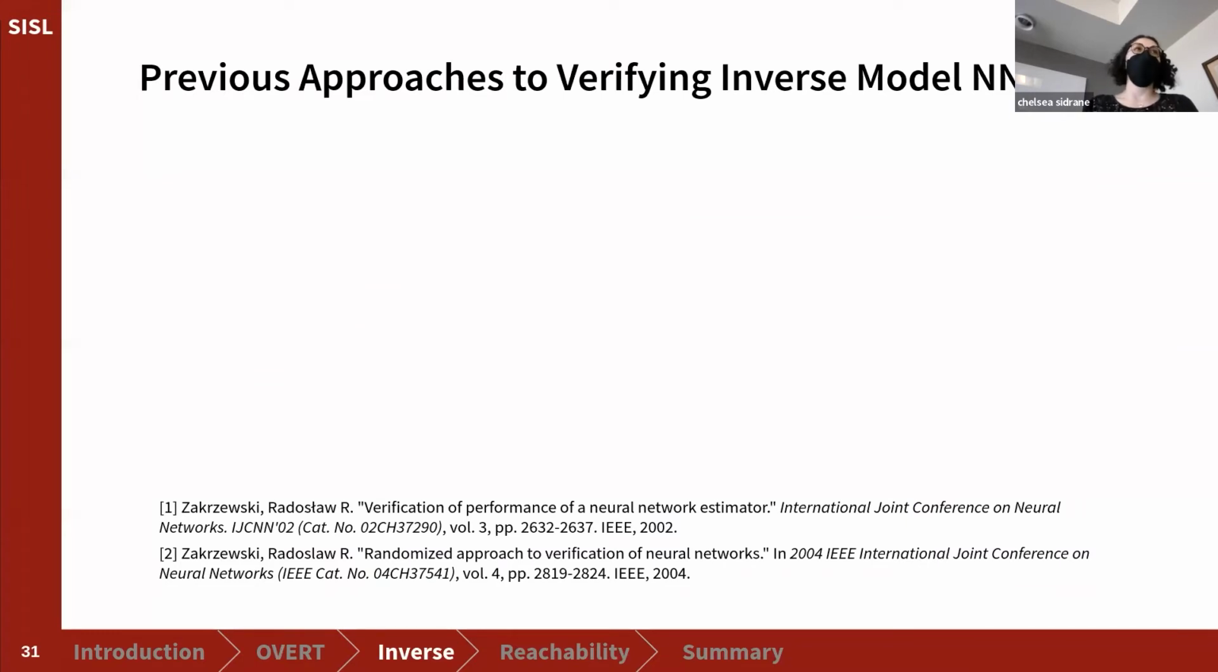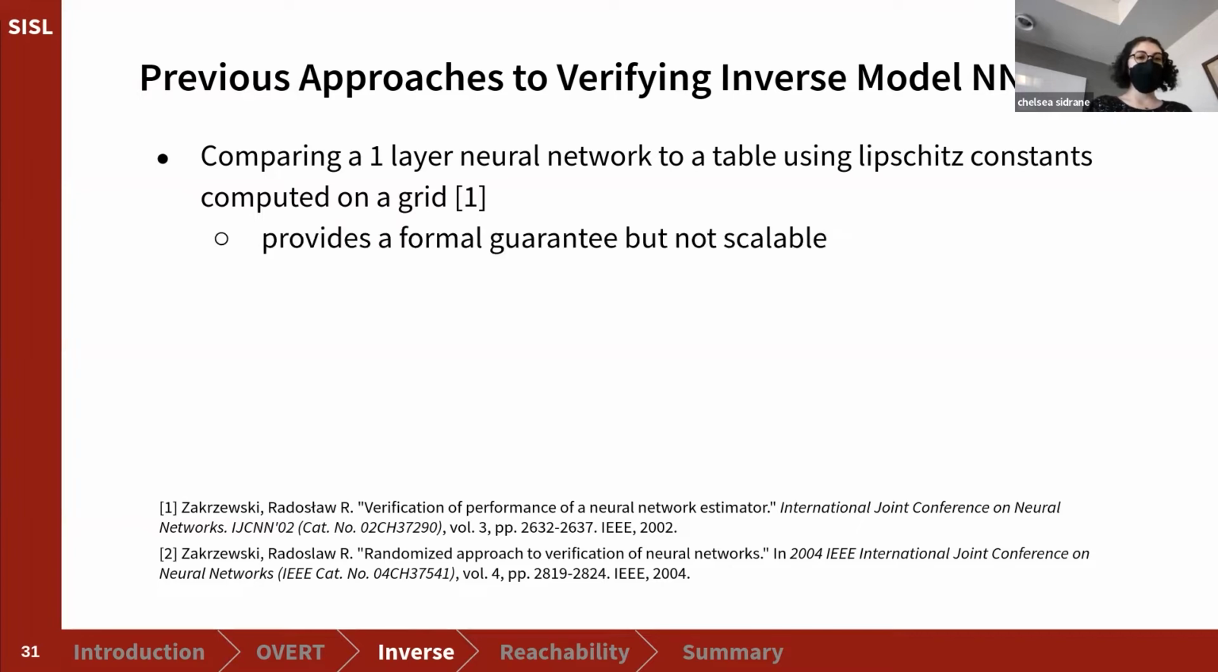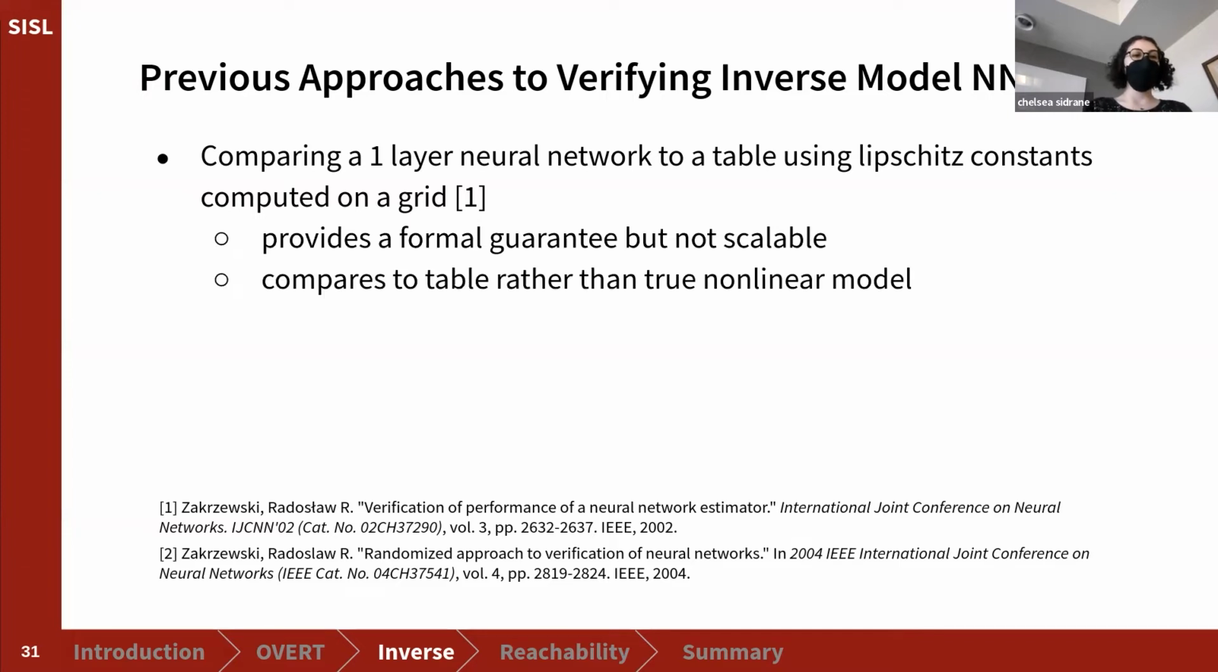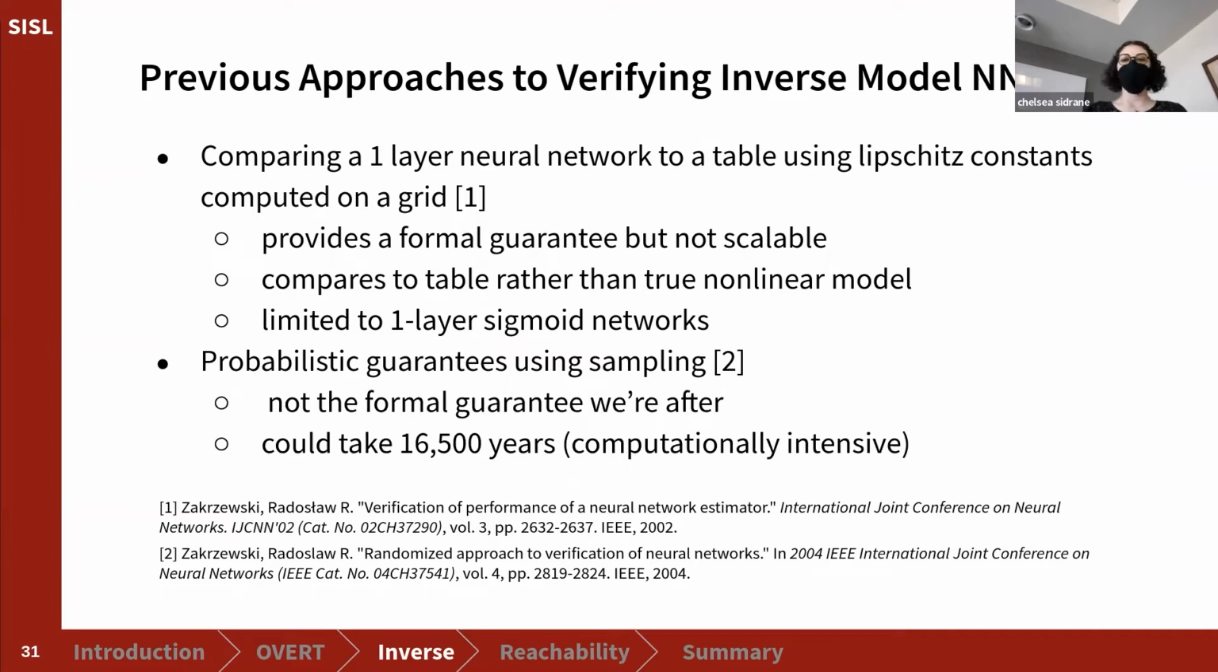So, what can we do to ensure the reliability of an inverse model neural network? Well, there have been some previous approaches. There's an approach that compared a one-layer neural network to a table using Lipschitz constants computed on a grid. And while this does provide formal guarantees, it's not scalable due to the use of gridding. It compares to a table rather than the true nonlinear model, and it's limited to one-layer sigmoid networks, whereas we're interested in bigger networks than that. There are also methods that can produce probabilistic guarantees using sampling, but again, not the formal guarantee we're after, and they can also be computationally intensive.